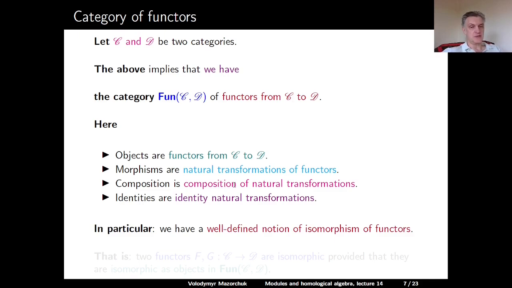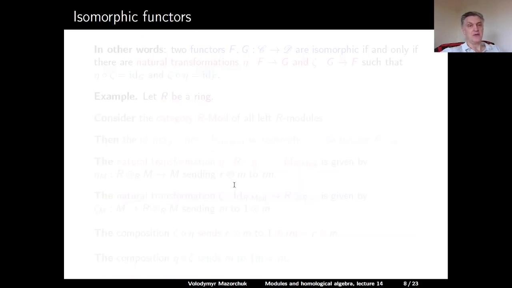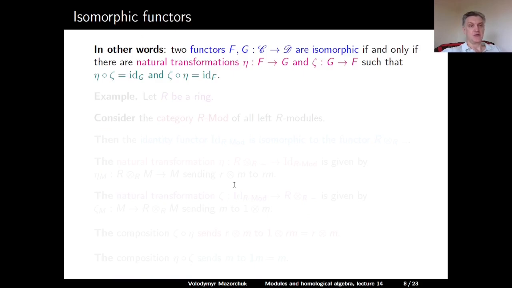And one immediate consequence of this is that we have a well-defined notion of isomorphism of functors. Two functors f and g from C to D are isomorphic, provided that they are isomorphic as objects in this category of functors. We can spell out what it means. So in other words, two functors f and g from C to D are isomorphic if and only if there are natural transformations eta from f to g and zeta from g to f, such that the composition of eta after zeta equals the identity natural transformation on g, and the composition of zeta after eta equals the identity natural transformation on f.